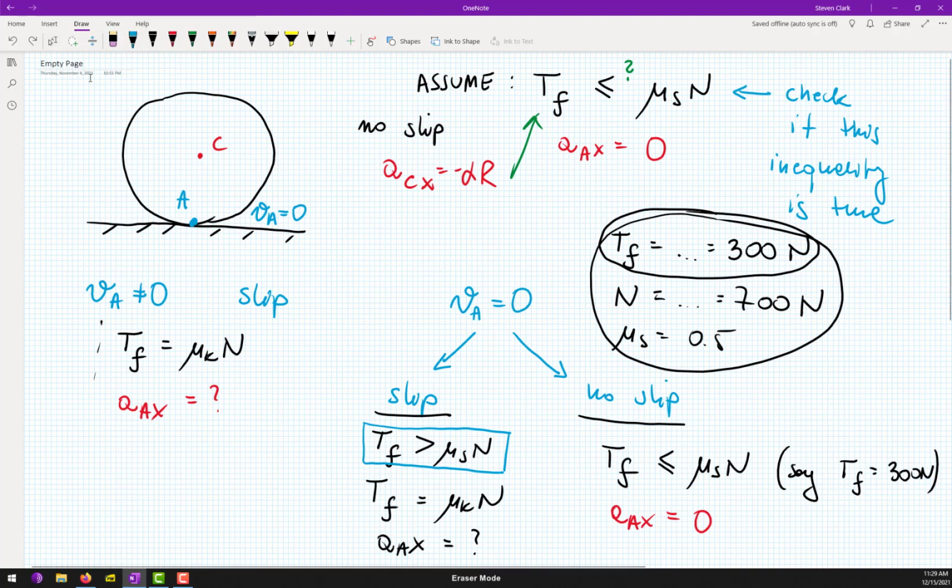So sleep means that velocity of this point is not 0. Silence, please. If the velocity of this point is not 0 for sure, there is sleep. However, if it is 0, then you also have to check this condition, yes? And if it's true, then you have no sleep. But if it is not true, that means that in a second it will sleep.